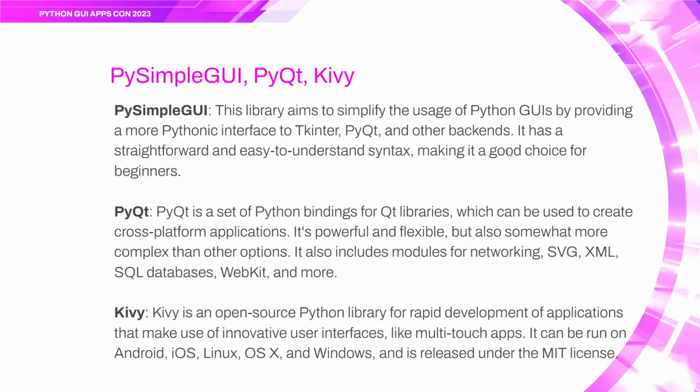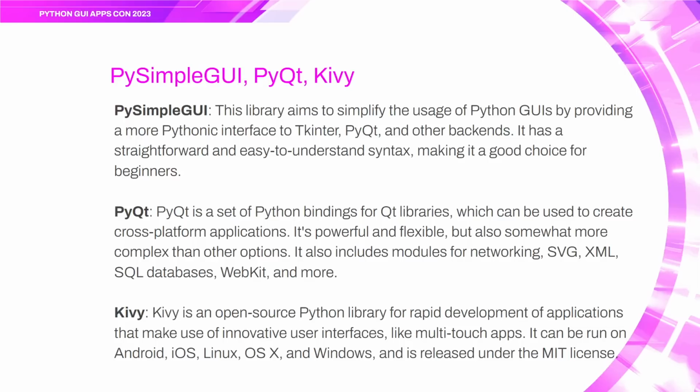Now let's look at PySimpleGUI, PyQt, and Kivy. PySimpleGUI is a library aimed to simplify the usage of Python GUIs by providing a more Pythonic interface to Tkinter, PyQt, and other backends. Its syntax is straightforward and easy to understand, making it a good choice for beginners. PyQt is a set of Python bindings for Qt libraries, which can be used to create cross-platform applications. It's powerful and flexible, but also somewhat more complex than others. It also includes modules for networking, SVG, XML, SQL databases, WebKit, and more.